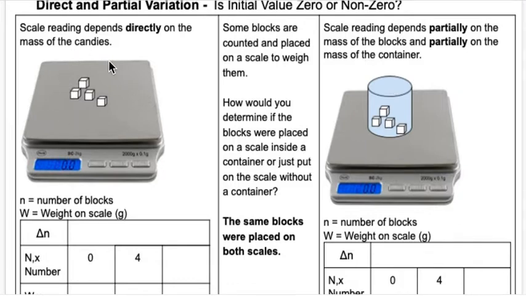Similarly, over here, if there's no blocks at all on this, and I'm not using a container, what's the initial weight? If I took those 4 blocks off, what would the weight be? And that's the idea of initial value. Okay, so that's what we're going to explore today.